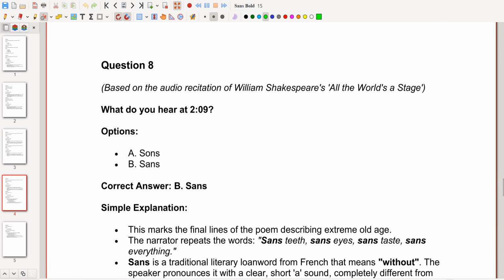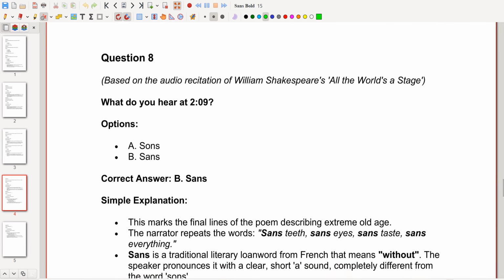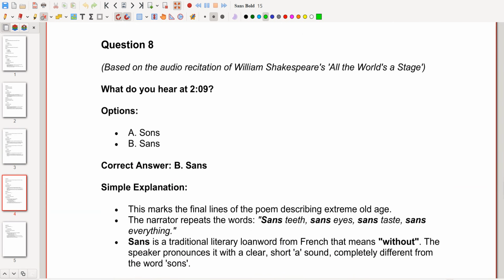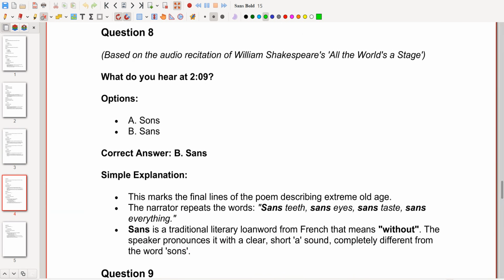So now let's move on to the eighth question. The eighth question also requests us to listen to the audio again. In that timestamp, we are coming to the end of the poem describing extreme old age. The narrator repeats the words sans teeth, sans eyes, sans taste, sans everything. Sans is a traditional literary word in French which means without.